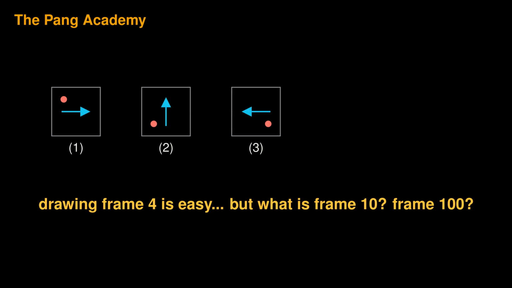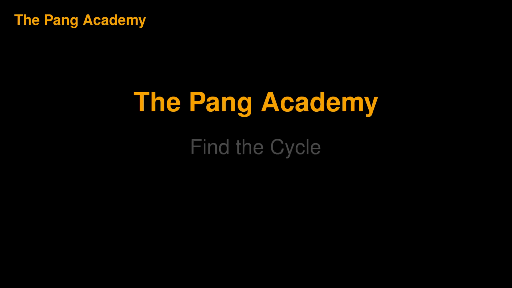But here is the real question. What sits inside frame 10 or frame 100? You could draw them one by one, but that is slow, and it is easy to lose track somewhere in the middle. So you will not draw them at all. The plan is simple. Find out how often the picture repeats itself, and then any frame you name, however far away, drops out in a single step of arithmetic. Let us find that repeat.